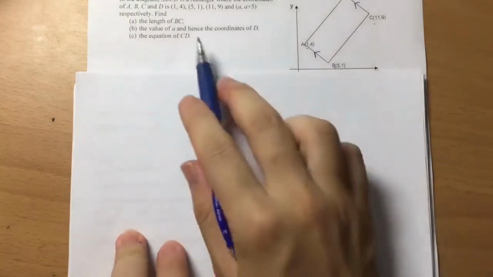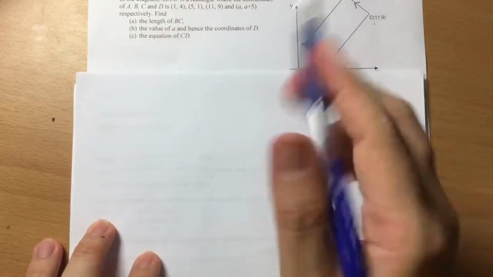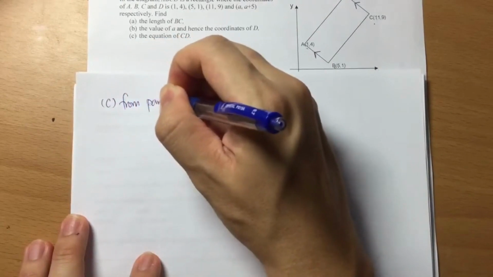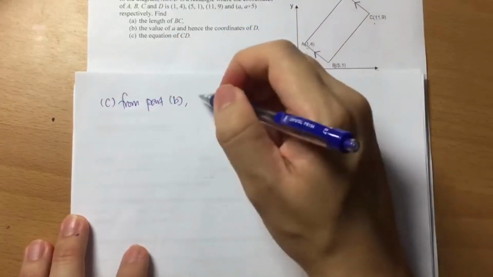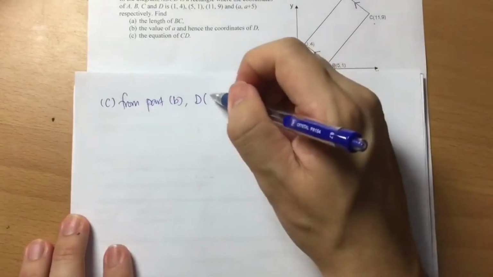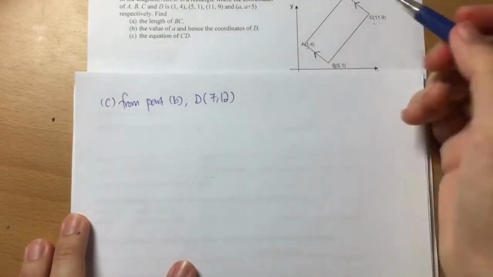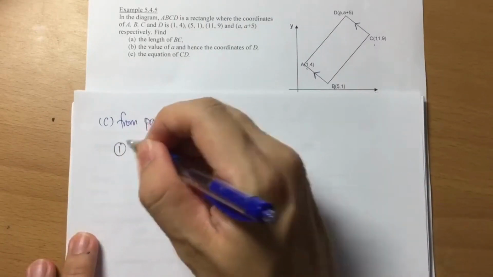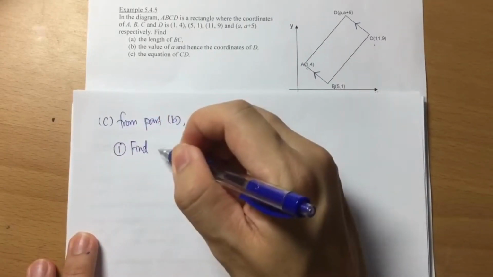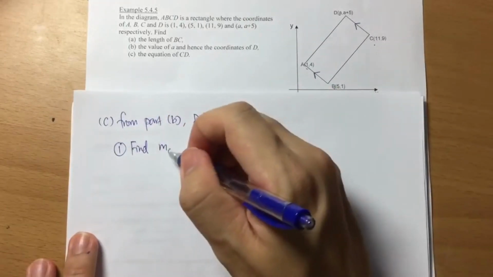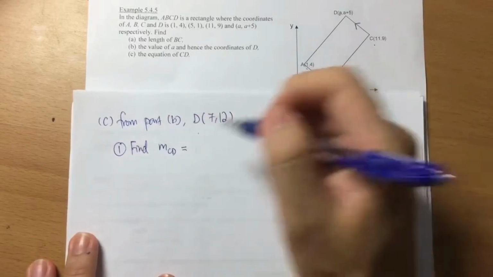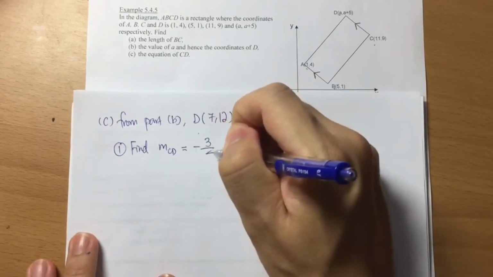For part C, the equation of the line CD. From part B, we gathered that D is 7, 12. That's the coordinates. And therefore, for the equation, always step 1, find the gradient. So in this case, the gradient of CD, which we already have, is negative 3 over 4.